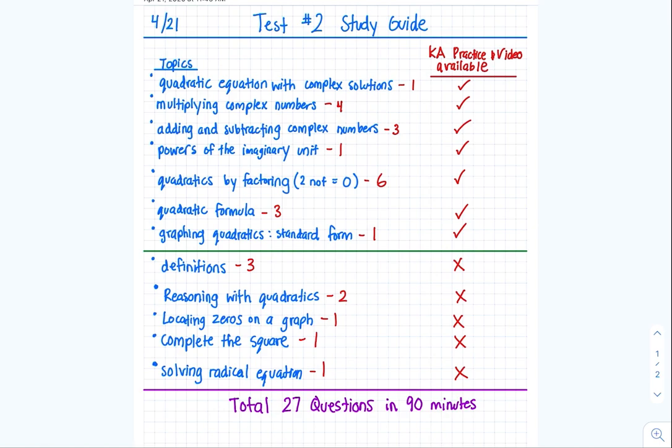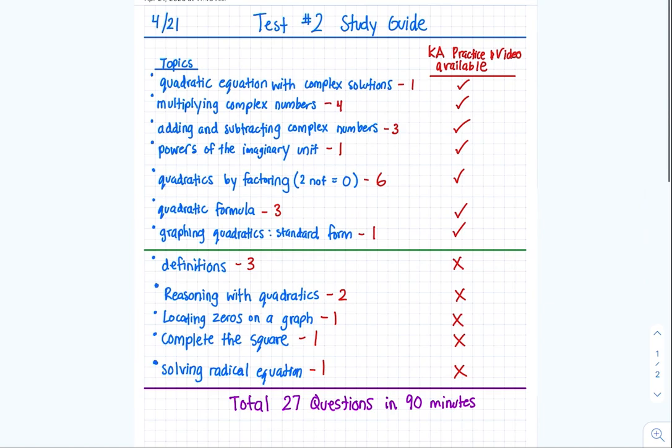When you take a look at this, there's 27 questions in total. And yes, I do want you to write all of this down and submit it to me on Google Classroom, so that first of all you get credit for it, but secondly, it lets me know that you're aware that you have a test on Thursday. You're going to have a total of 90 minutes to complete it.